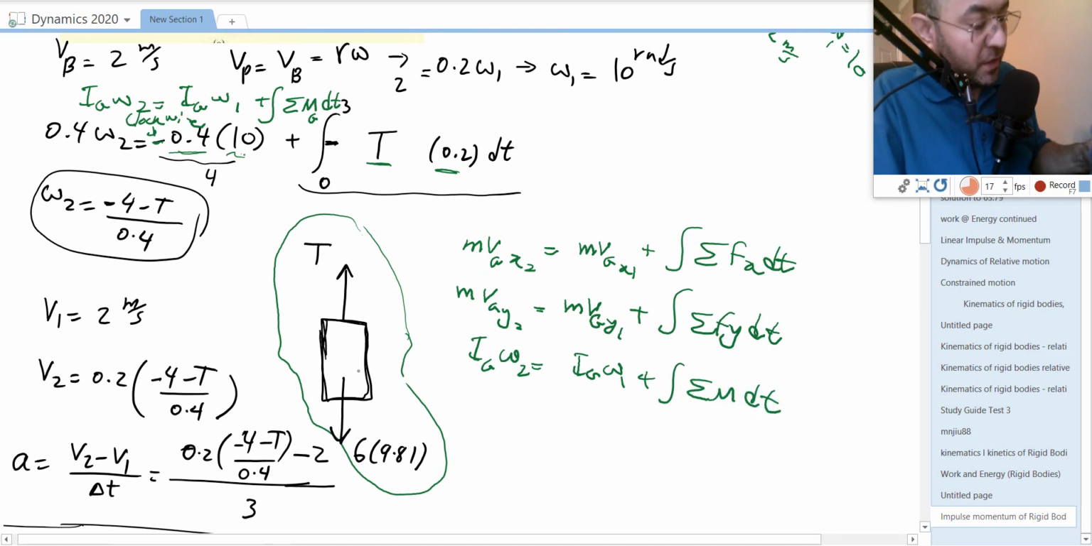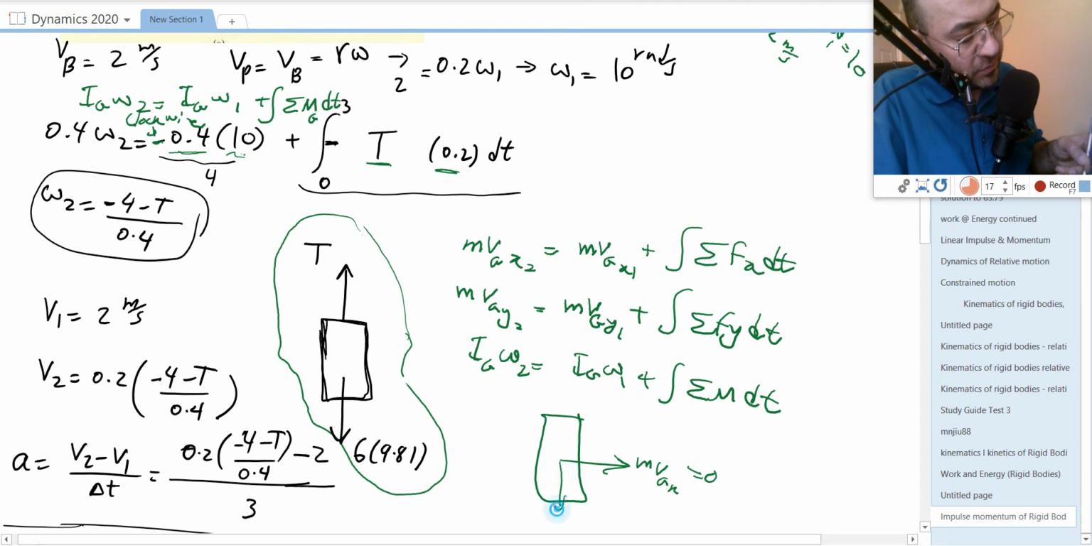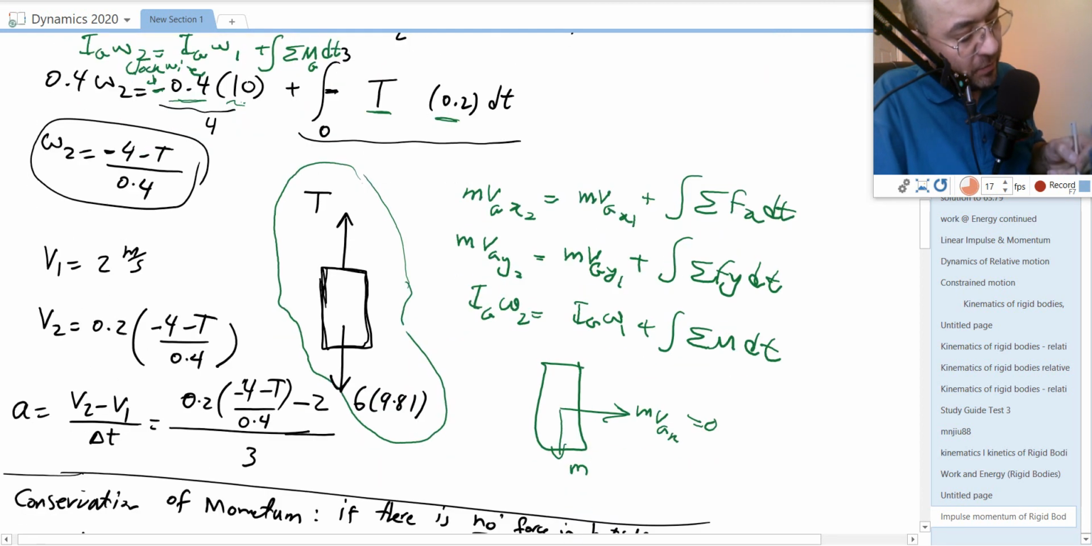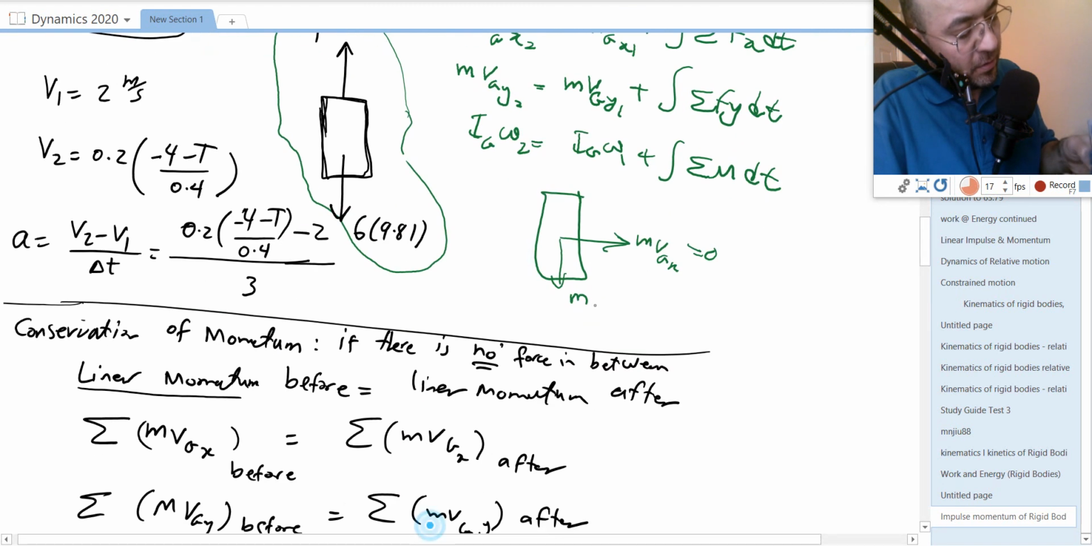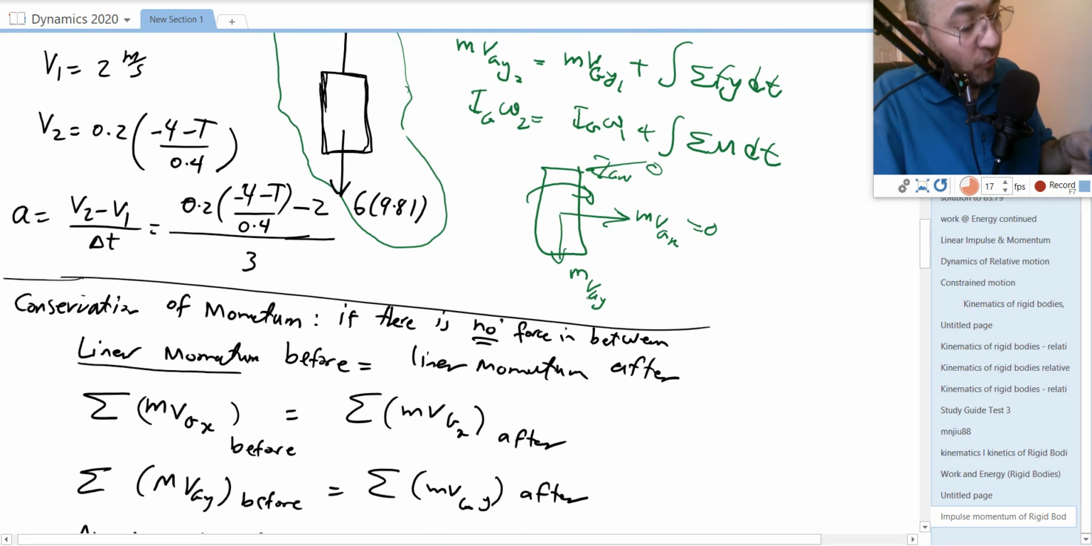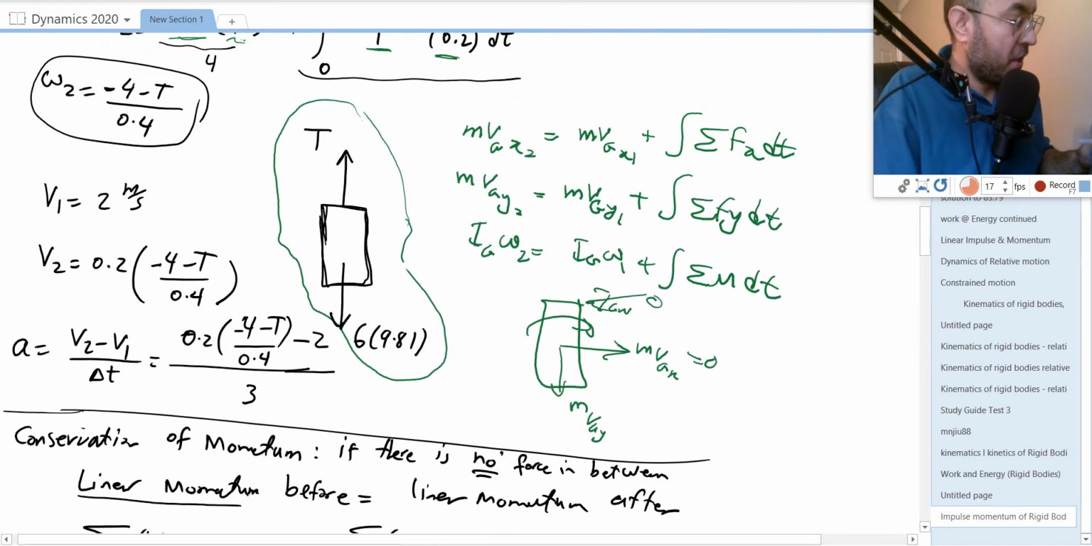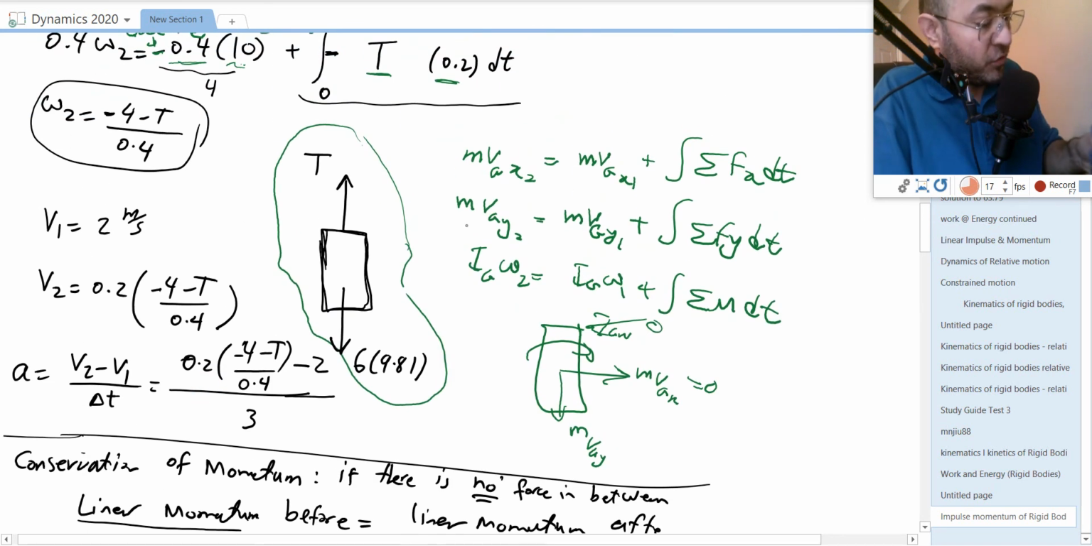In this object, this cylinder doesn't have any motion on the x. There is no motion on the x, because if I draw the diagram, mvgx is 0. On the y, we have a motion which is going down. You can put it like this: mvgy, and then Ig omega, no, Ig omega is 0. It doesn't rotate. So we ended up only in the direction of y. So in the direction of y, what do we have? I need to use this equation.